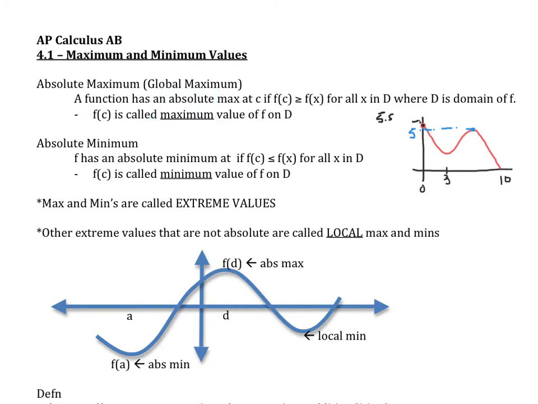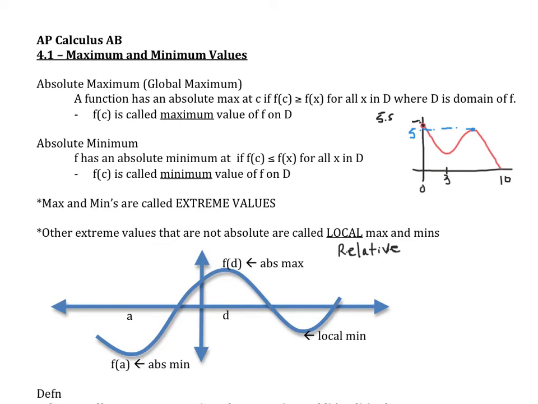So what tells us something important is whenever we're testing for maximums and minimums, we always have to check the endpoints of the domain, because an endpoint could be higher or lower than any of these relatives that I find. So maximums and minimums are called extreme values. Other extreme values that are not absolute are called local. We can also call these relative. You'll often see the words relative max or relative min. My pen's giving me a hard time. Relative max and relative mins as opposed to local.